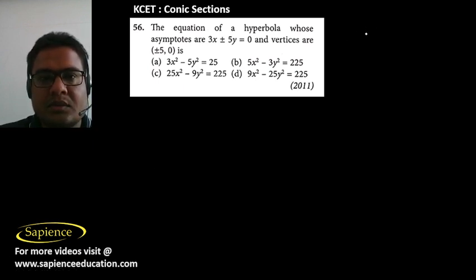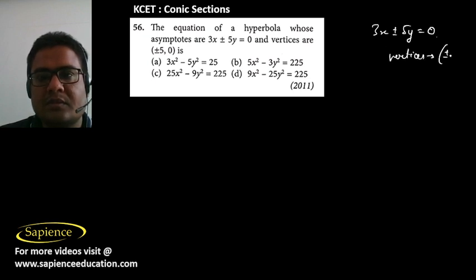It is told that the equation of the hyperbola whose asymptotes are 3x plus minus 5y equal to 0 and the vertices are given as plus minus 5 comma 0 is what?